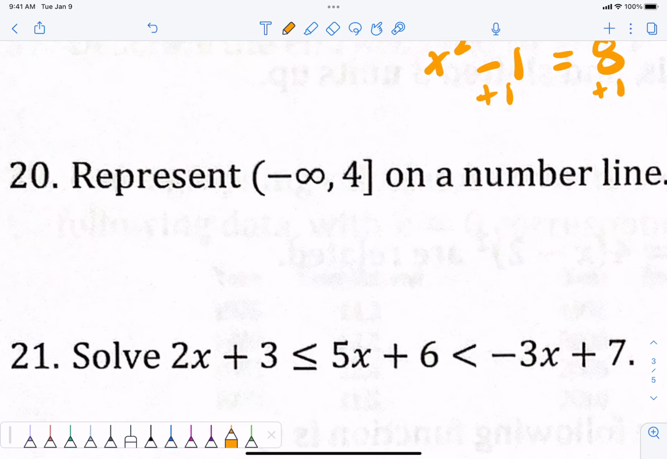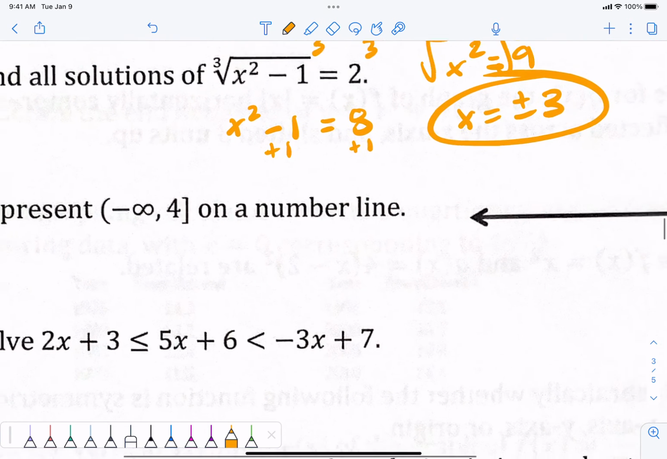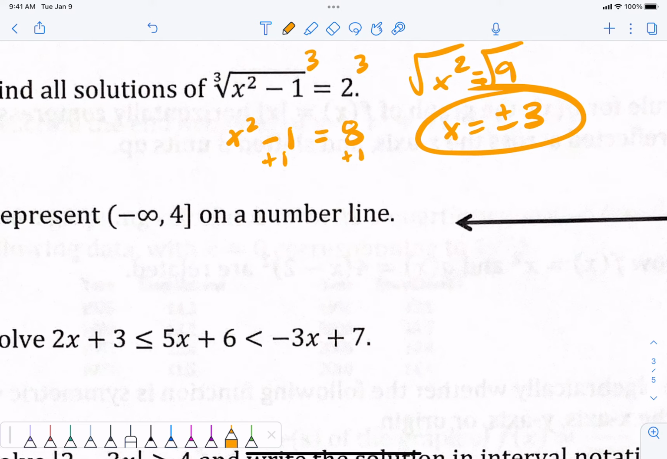All right, number 20. Negative infinity to 4. We want to graph that on a number line. Parentheses means open circle. This is saying we're talking about all the numbers from negative infinity, so everything in that direction. So you start at 4 and put the arrow that way.